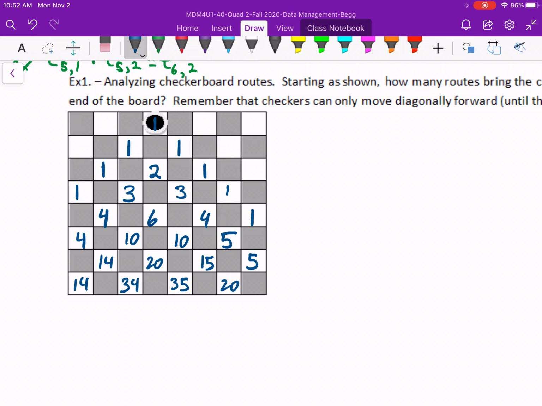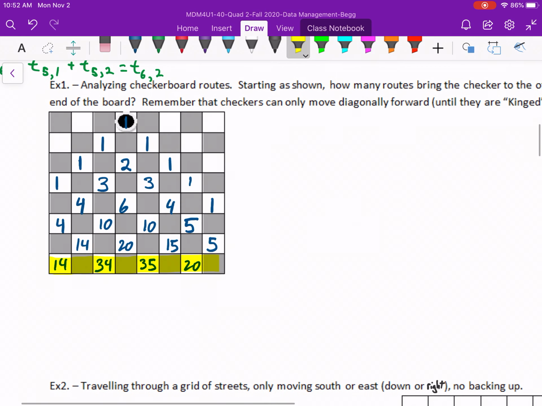So I've run out of places. This is where I wanted to get to, right? To become a king, which is what this question was asking us to do, we have to somehow get from one side of the board to the other. It turns out that there are 14 routes to get to one square, 34 routes to get to another square, 35 routes to get to that middle-ish square, and 20 routes to get to that other square on the end.